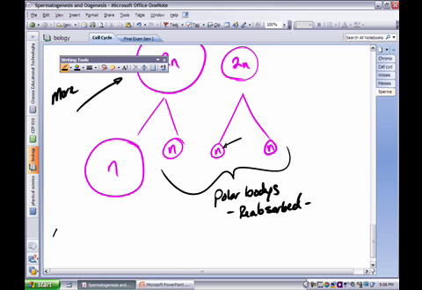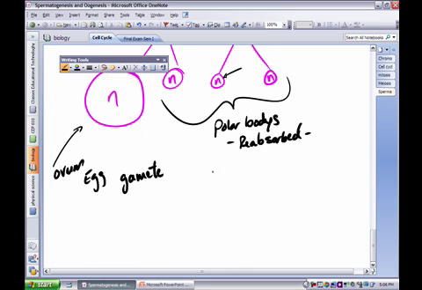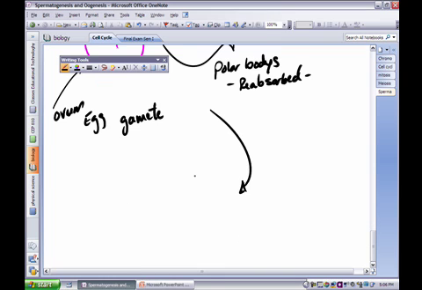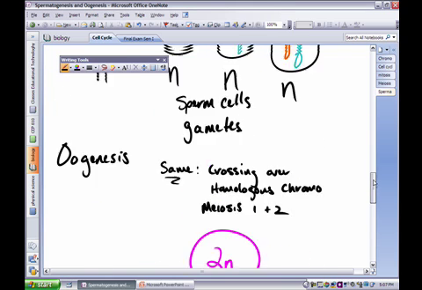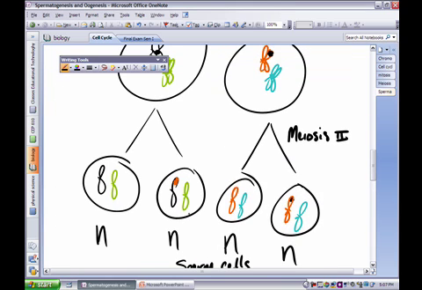Well, the only thing that can be used is this cell right here, usually referred to as an ovum. It is also an egg, and we can also call it a gamete. Now the last step is fertilization. So now we need to take these two gametes and show fertilization. So we're going to take, let's say, this one right here. So we're going to circle that one.